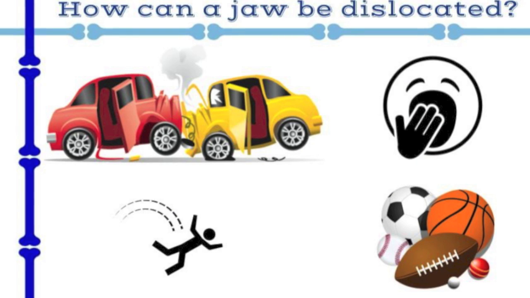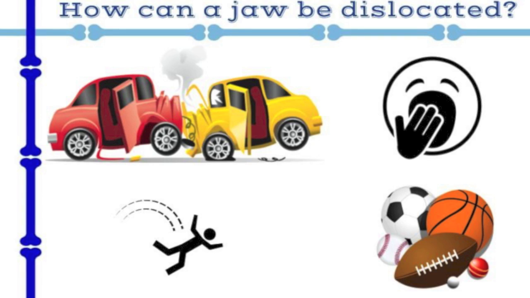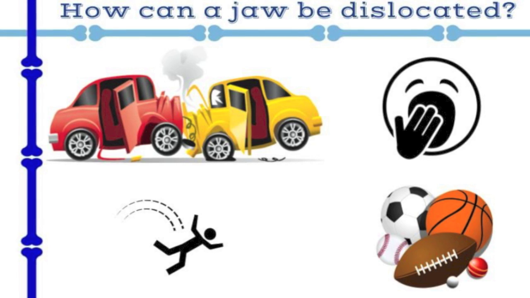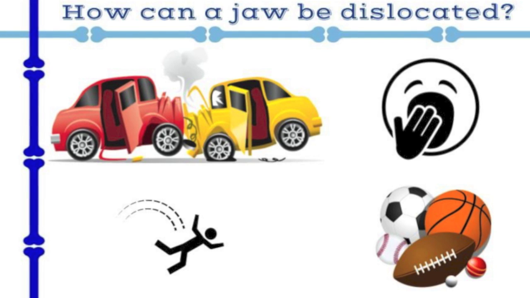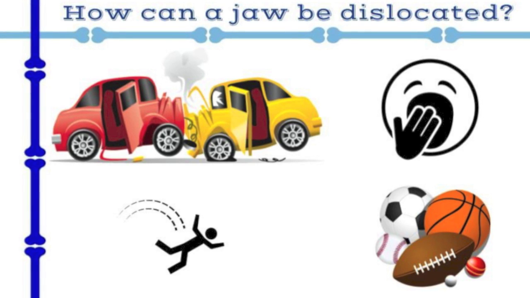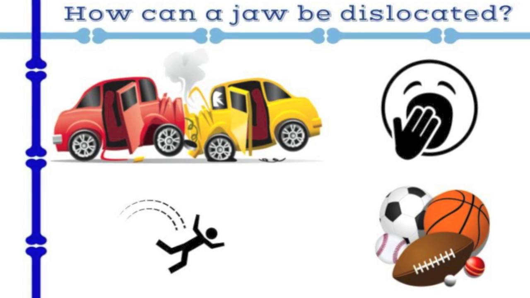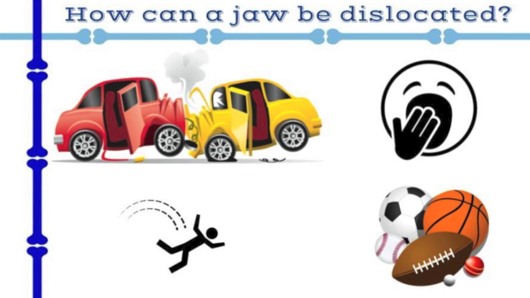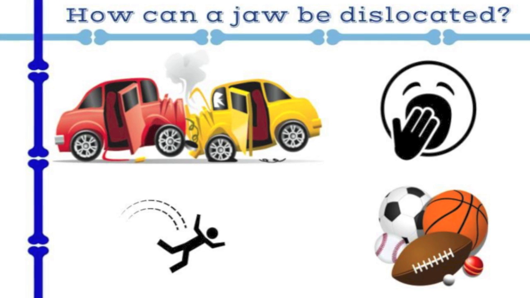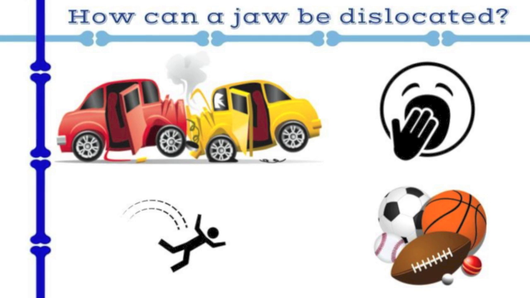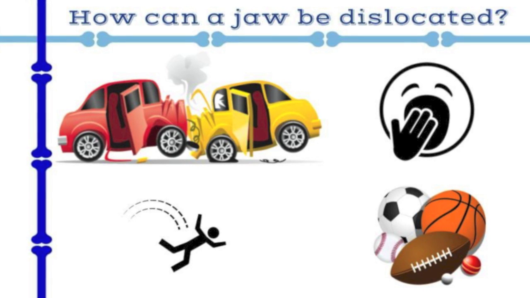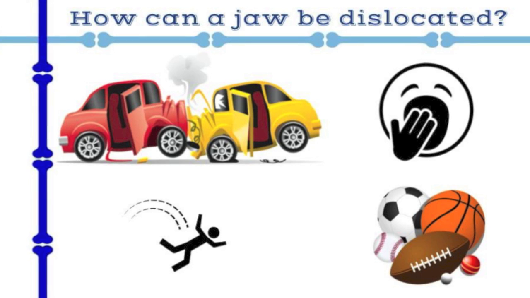How can a jaw be dislocated? A jaw can become dislocated due to many reasons. There are two types of people who can suffer from experiencing a dislocated jaw. The first person is someone who has experienced a form of physical trauma to their face that could have been caused by the following: a car accident, a nasty forceful fall to the face, or any trauma by physical contact to the face.